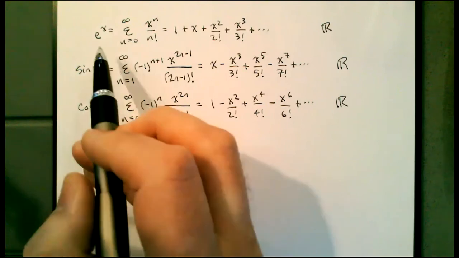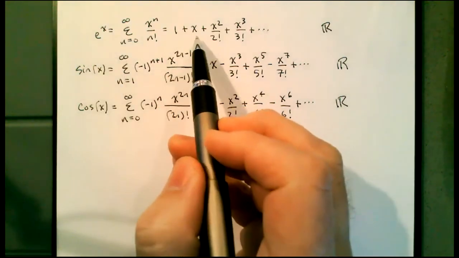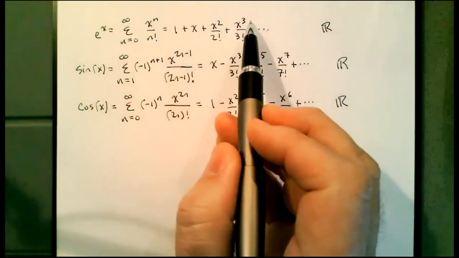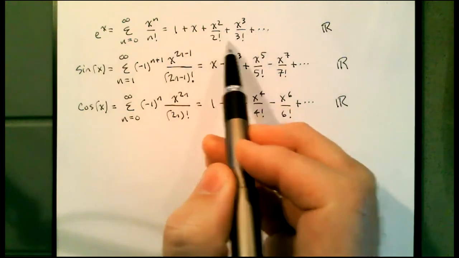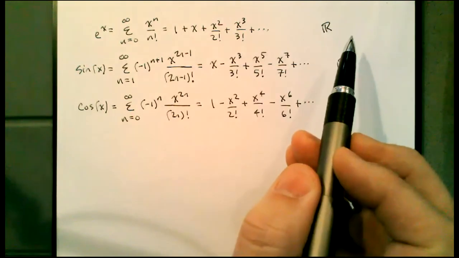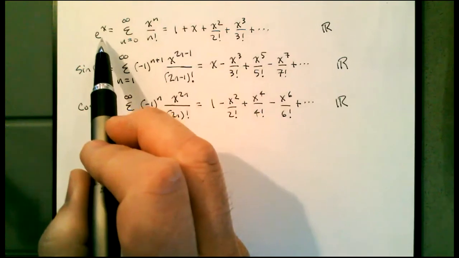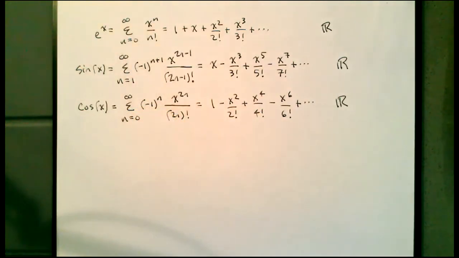Notice that if we take the derivative of e to the x, the derivative of 1 is 0, but the derivative of x is 1. The derivative of x squared over 2 factorial is x. The derivative of x cubed over 3 factorial is x squared over 2 factorial, and so on. So the derivative of the term is the previous one. So if we take the derivative of e to the x, we get e to the x. So apparently, that's a thing that you can do. So we're in the process of building our repertoire of recognizable Taylor series.